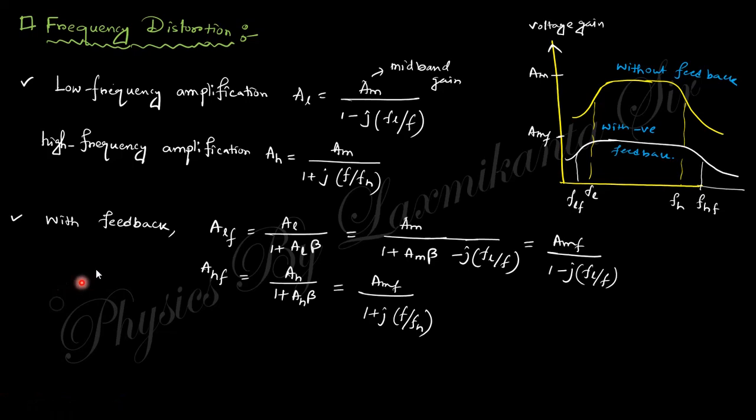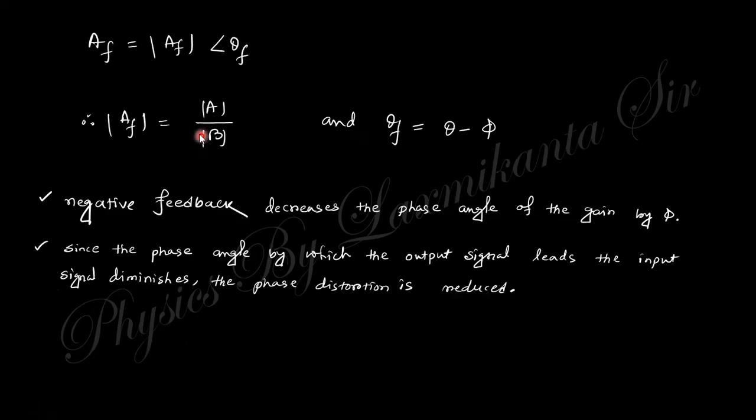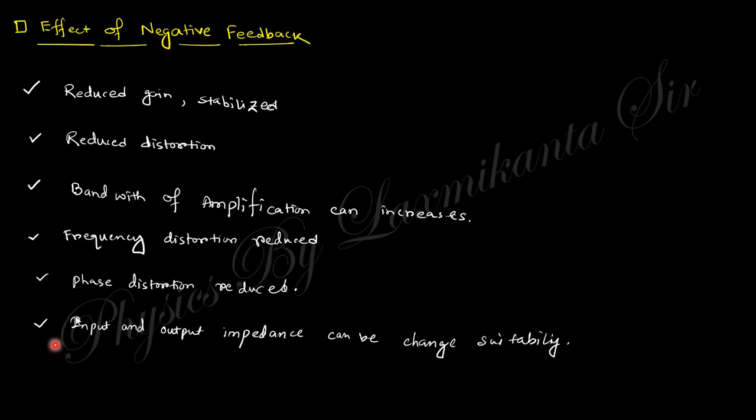In case of frequency distribution, you can see low frequency amplification and high frequency amplification. With feedback this will change, and will be like that. So without feedback this is the amplification, and with feedback the bandwidth will be increased. For negative feedback, obviously we use it. In case of phase distortion also, some change will happen here. And that is the effect of negative feedback.